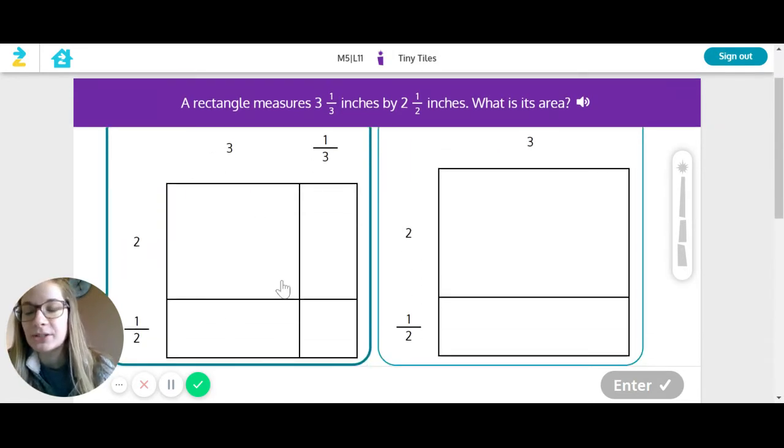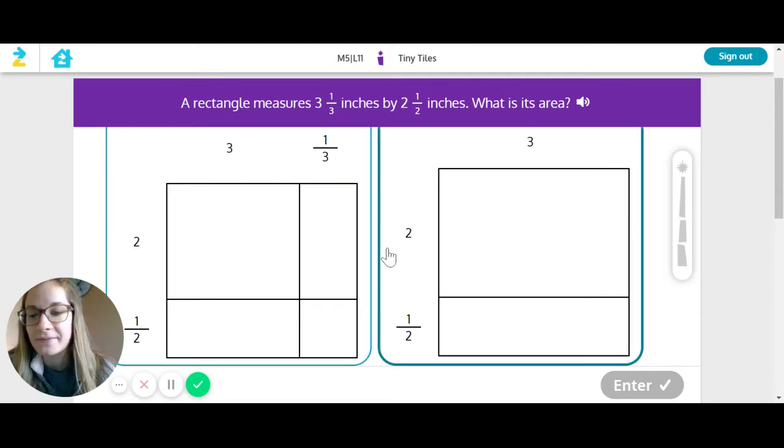So this is the model we want to use because it's showing how you split up the whole number from the fraction, but it's still on the same side. So I'm not mixing them up. This still represents 3 1/3 and 2 1/2.